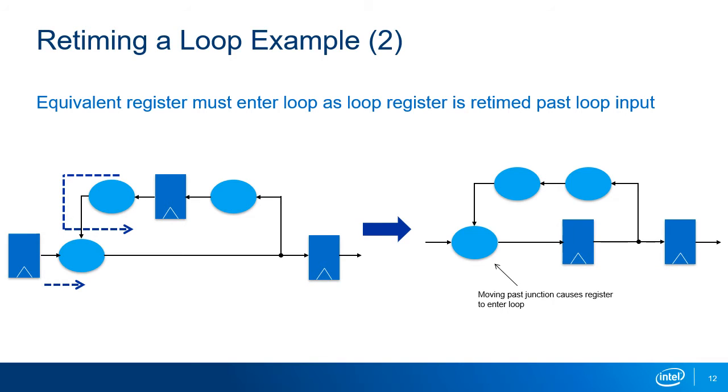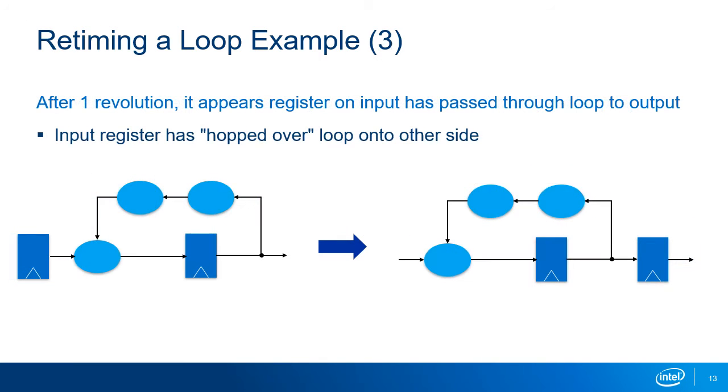If we continue retiming the register counterclockwise, the register passes an input junction. In this case, an equivalent register must enter the loop from the input path, again because this input junction is a retiming dependency node. So retiming the register the rest of the way around the loop, we end up with the circuit on the right.